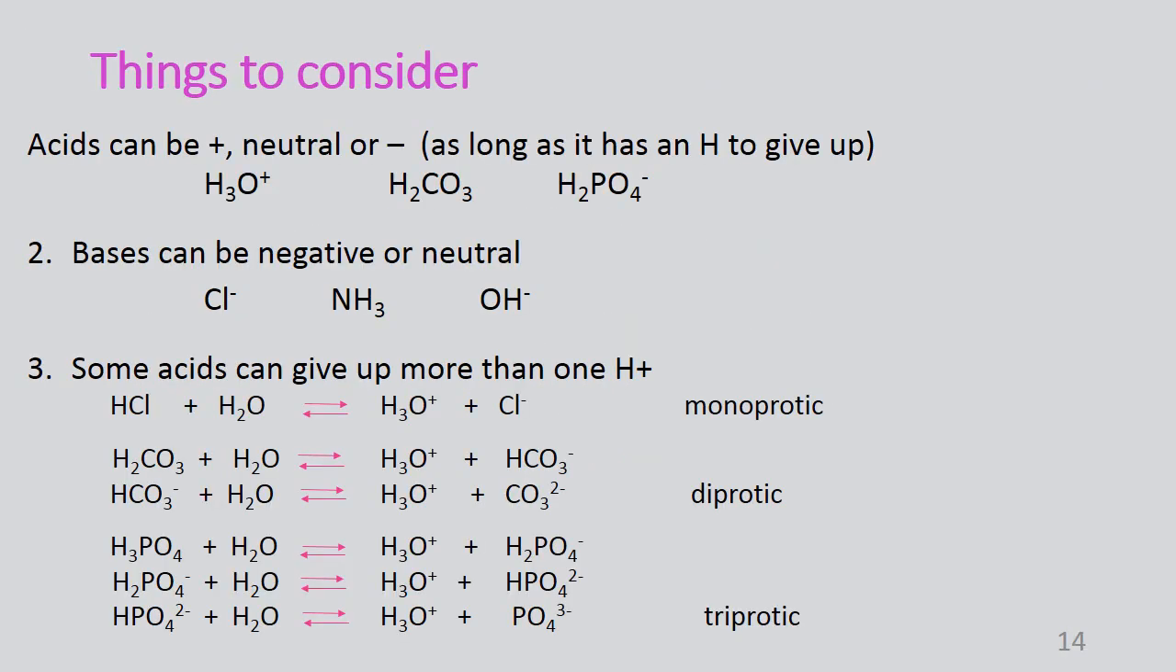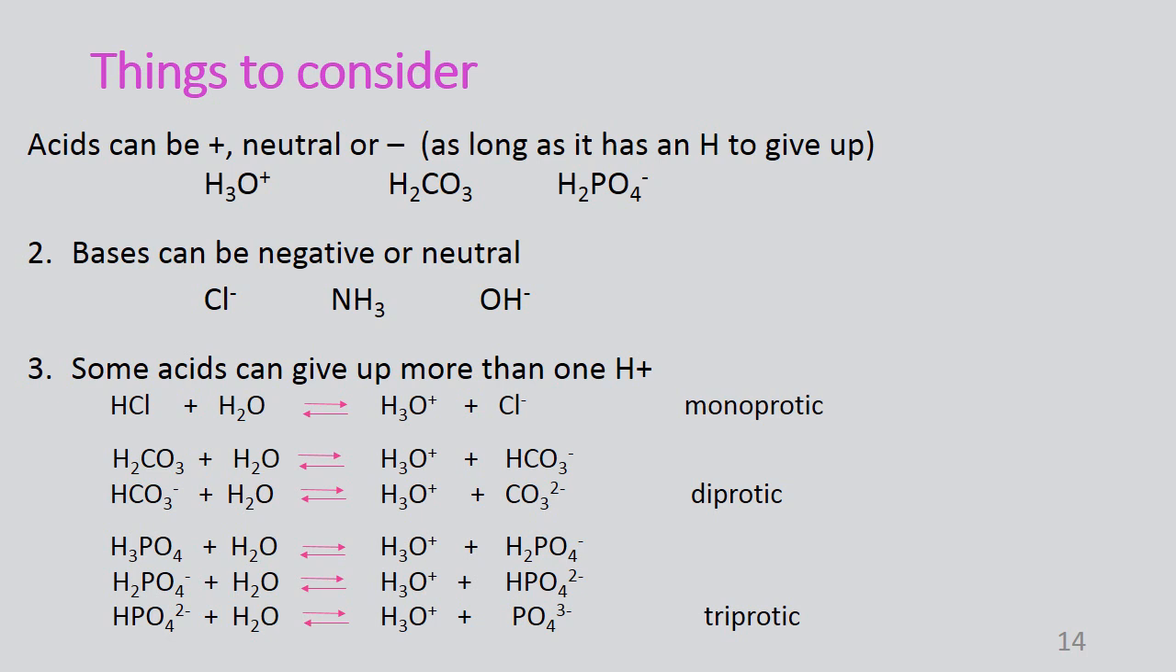Okay, so here are some things to consider. Acids can be positive, neutral, or negative as long as there is an H to give up. So H3O positive, H2CO3 is neutral, H2PO4 negative is negative, and they all have H's that they can give up. NH4 positive is also an acid.